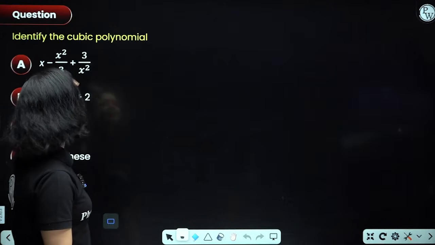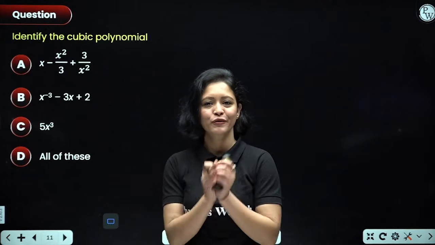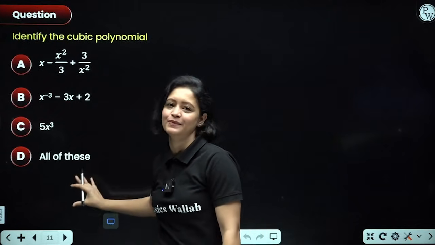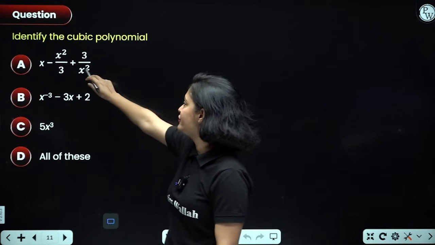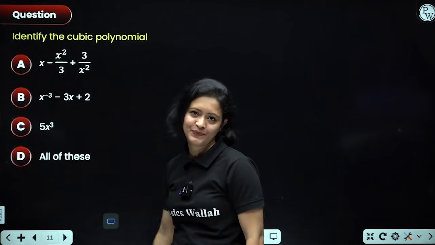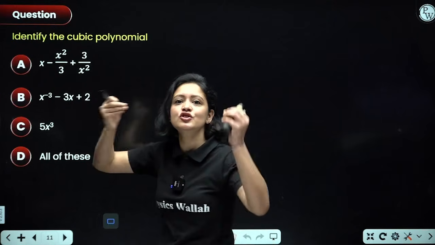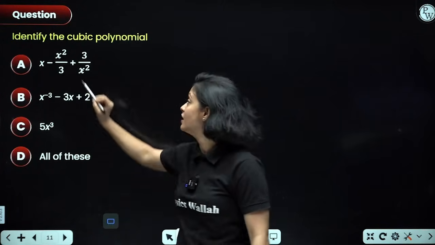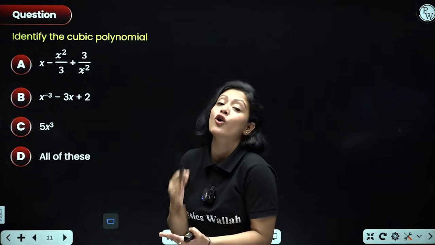So with that, let's move on and do this problem here. It's a very easy problem. Let's see how many of you can do it. You have to identify the cubic polynomial among all of these. Okay, so first of all, let's see the first one here. What is the problem with this first expression? The problem here is that this first expression is not even a polynomial, because you have a variable in the denominator, and we have specifically said that in a polynomial the variable cannot be in the denominator.